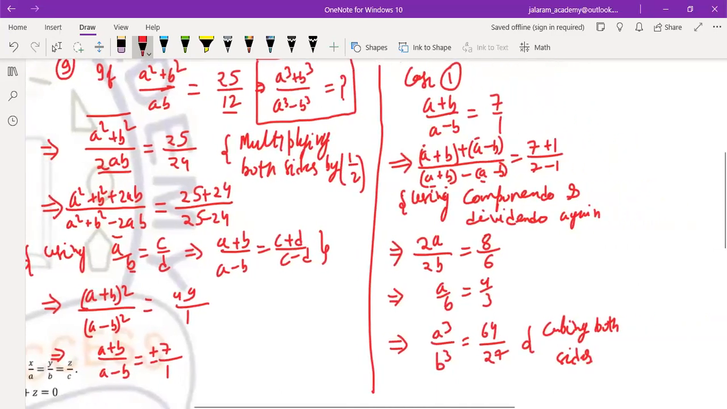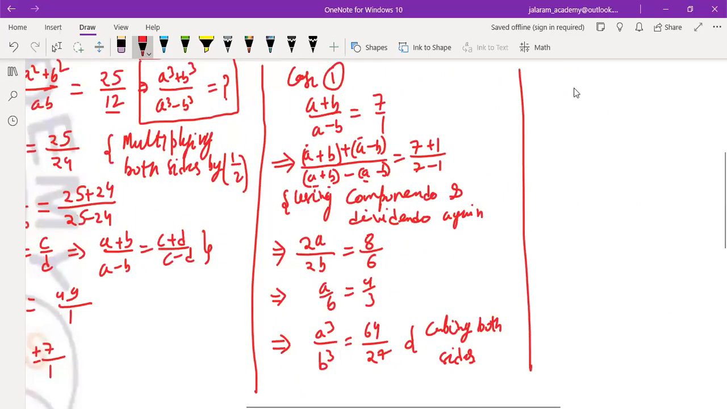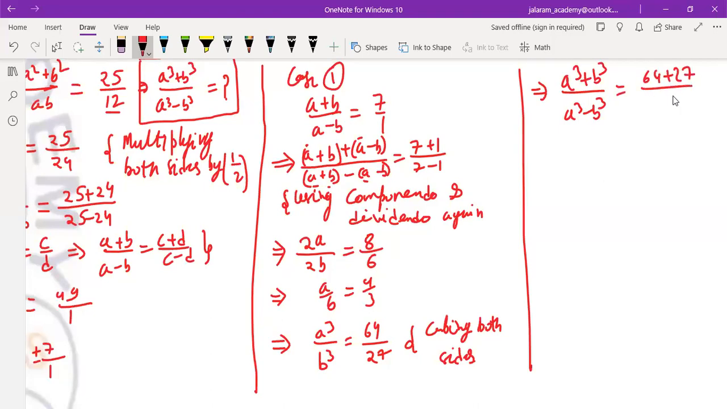On cubing both sides and then using componendo and dividendo again, we get the result a cube plus b cube over a cube minus b cube equals 64 plus 27 over 64 minus 27. That is a cube plus b cube over a cube minus b cube equals 64 plus 27, 91, over 64 minus 27, 37, which is the answer.